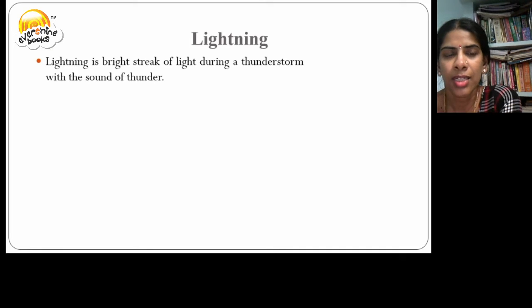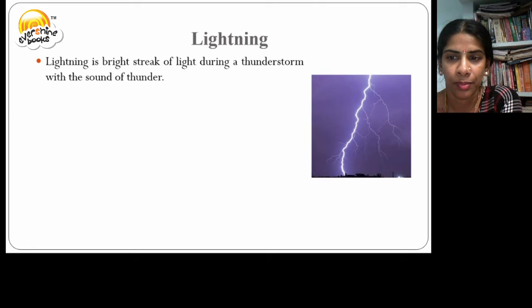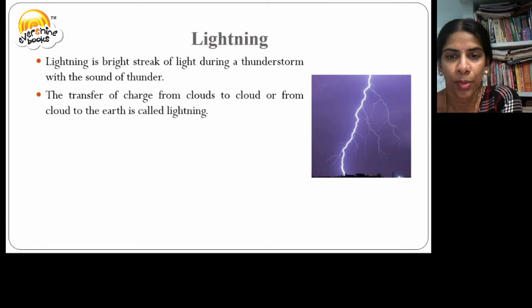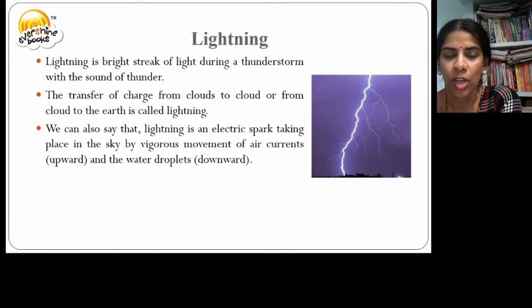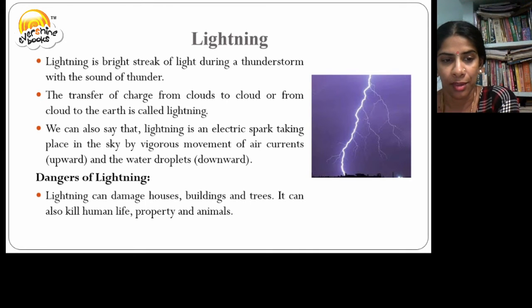Lightning. Lightning is a bright streak of light during a thunderstorm with the sound of thunder. The transfer of charge from clouds to clouds or from clouds to the earth is called lightning. We can also say that lightning is an electrical spark which takes place in the sky due to the vigorous movement of air currents in the upward direction and water droplets in the downward direction. Dangers of lightning. Lightning can damage houses, buildings, and trees. It can even kill human life and animals.